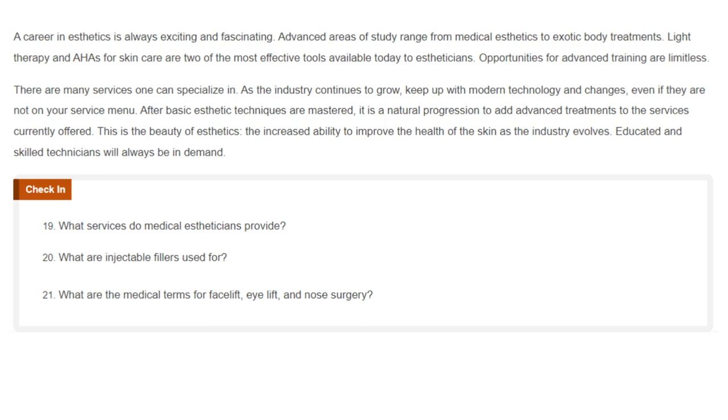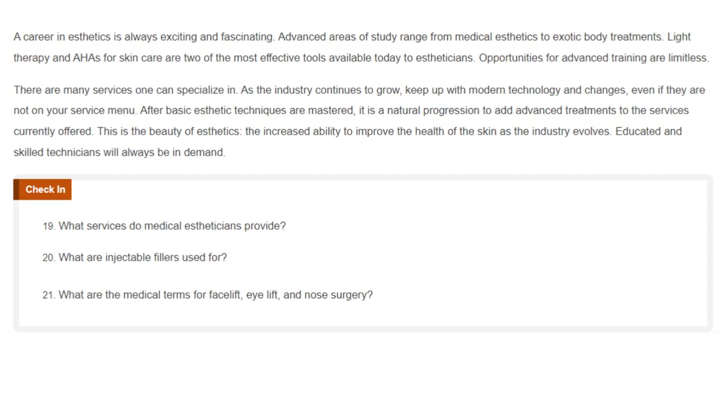As the industry continues to grow, keep up with modern technology and changes, even if they are not on your service menu. After basic aesthetic techniques are mastered, it is a natural progression to add advanced treatments to the services currently offered. This is the beauty of aesthetics, the increased ability to improve the health of the skin as the industry evolves. Educated and skilled technicians will always be in demand.